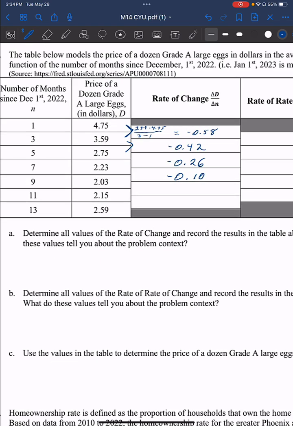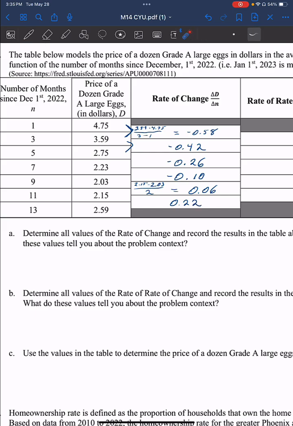All of a sudden, when I get to here, and I take 2.15 and subtract 2.03 and divide by 2, I end up with a positive value, 0.06. And so that's telling me that between months 9 and 11, on average, the egg prices increased by 6 cents per dozen per month during that time period. Okay, so then the next rate of change here is, again, larger, 0.22.